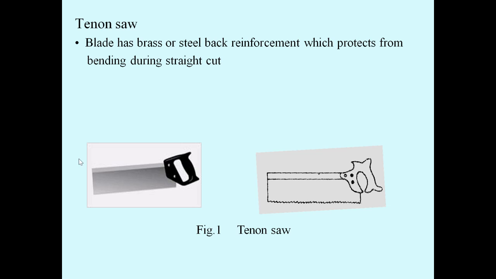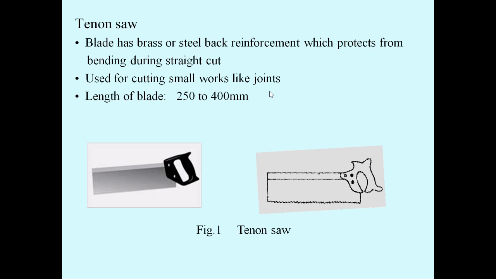This tenon saw is used for cutting small works like joints. The length of the blade is about 250 to 400 mm. This is the width of the blade, that is 60 to 100 mm and 6 to 8 mm.